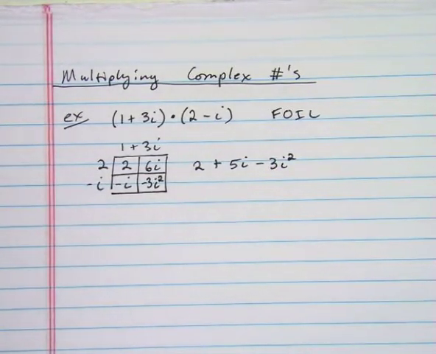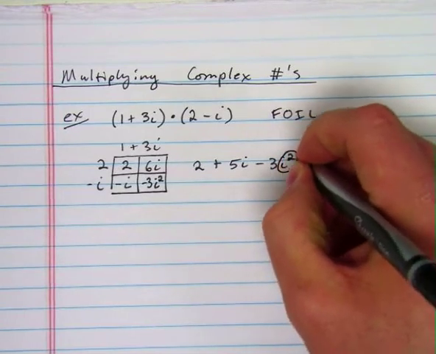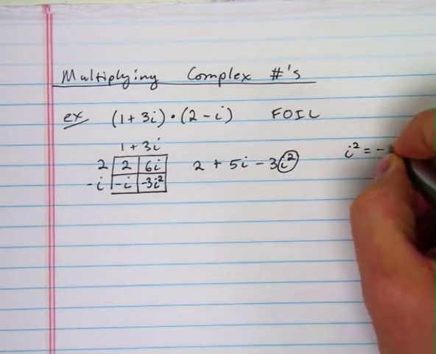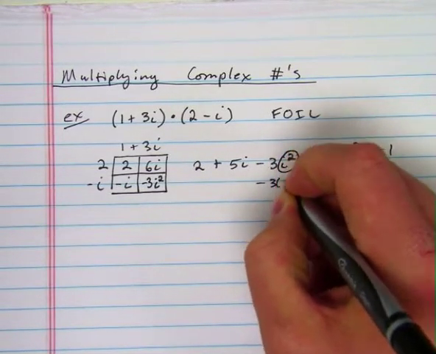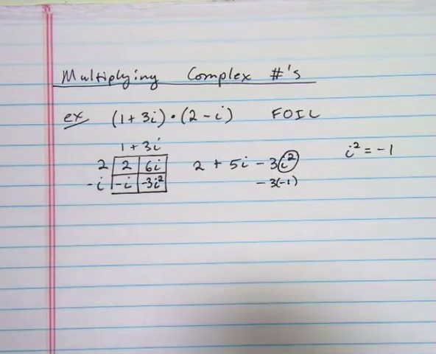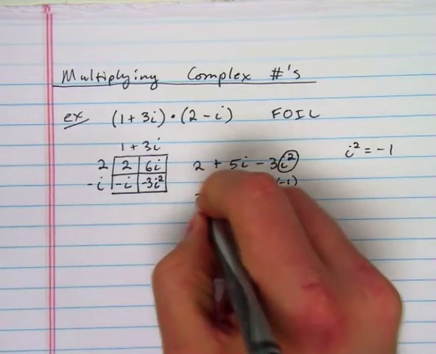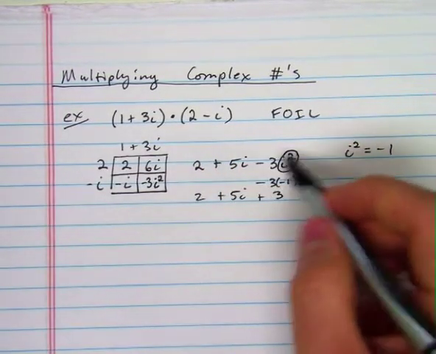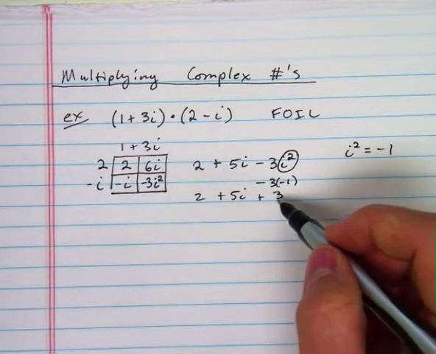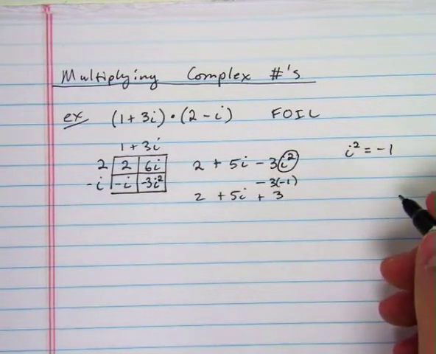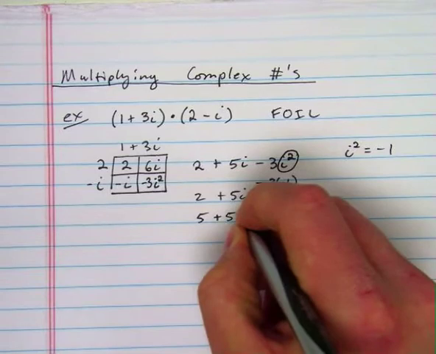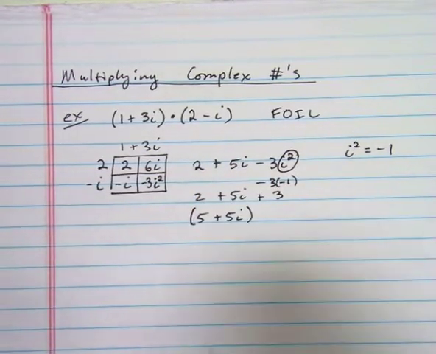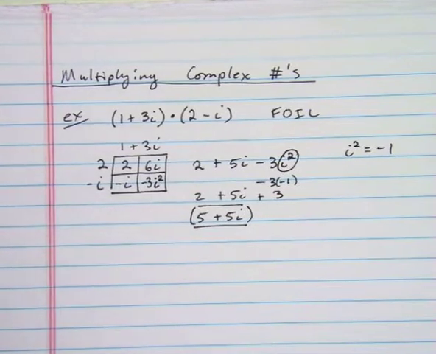Now before this happens, where we had an i squared, remember that i squared is going to be negative 1. So instead of an i squared here, this would be negative 3 times negative 1. And so what happens here is this actually turns into a plus 3. So I still have the 2 plus 5i going on, but this whole thing boils down to plus 3. Now I have two real numbers that I can just add together. 2 plus 3 is 5. So my answer would be 5 plus 5i. That's my answer.